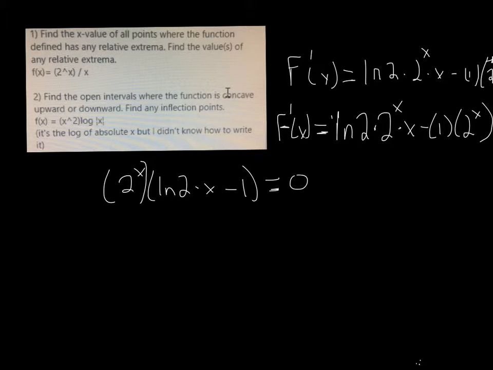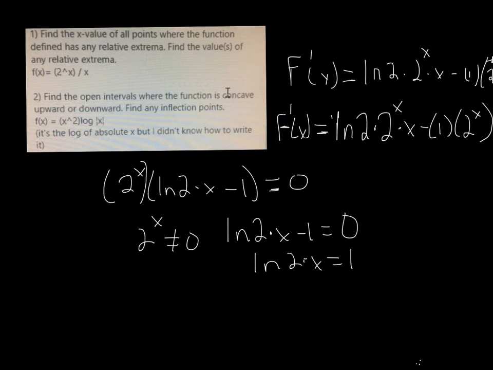2 to the x cannot equal 0 because you have a positive base, and so no matter how small or negative you make the exponent, you're never going to get an answer of 0. So we must have ln of 2 times x minus 1 equal to 0, which means that ln of 2 times x equals 1. And solving for x, we would have 1 over the ln of 2.